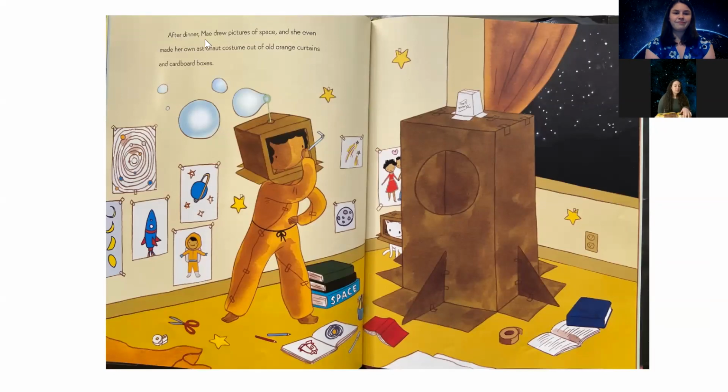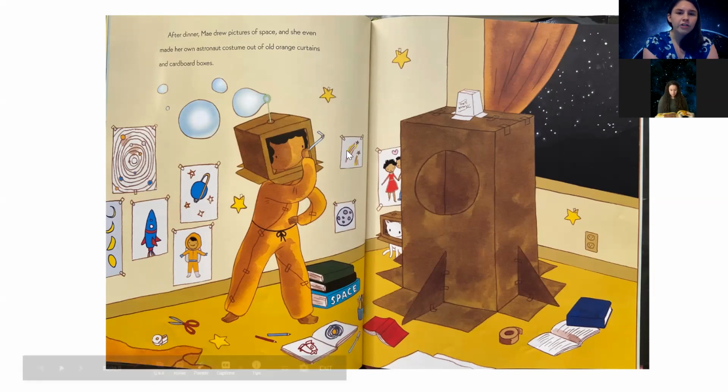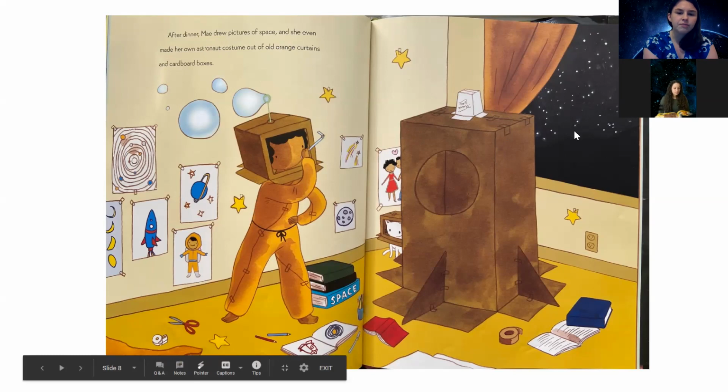After dinner, Mae drew pictures of space, and she even made her own astronaut costume out of old orange curtains and cardboard boxes.